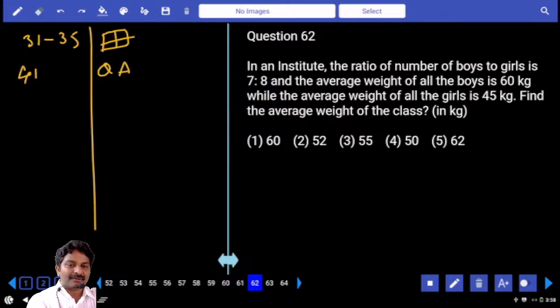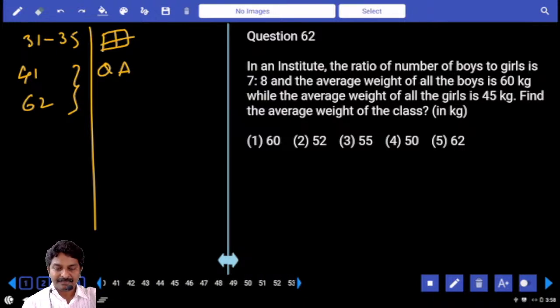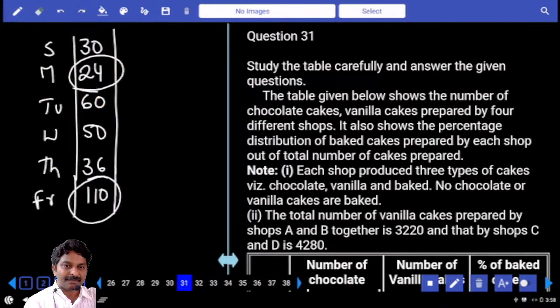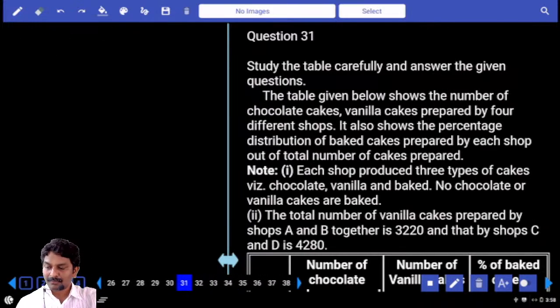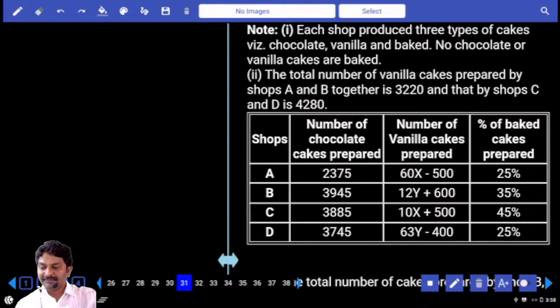Right, from 62 onwards again we have quantitative aptitude questions. Okay? So shall we start from 31 onwards? Table. If this is the table, in the final exam, I would not touch this one.